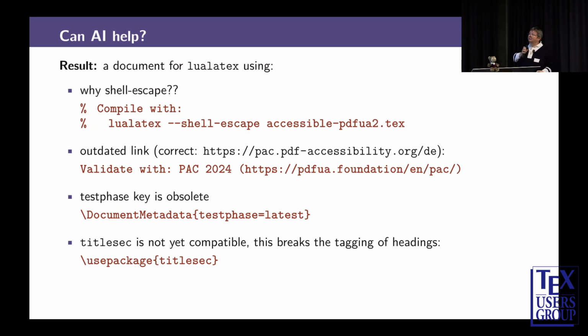It gave a wrong link to a validator, and it doesn't say that the validator doesn't validate PDF 2.0. It can only handle PDF 1.7, so it can't do anything with accessible math. It also gave the test phase key. Okay, that's obsolete, but not so much of a problem. The problem was it suggested titlesec to configure the headings. And titlesec is not compatible, and the tagging of the headings disappears.